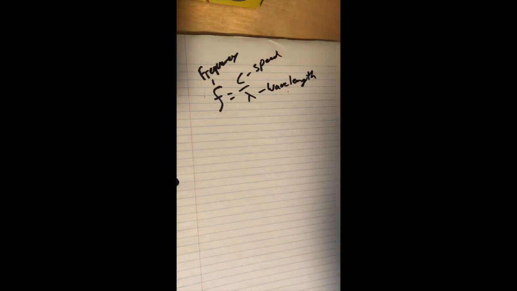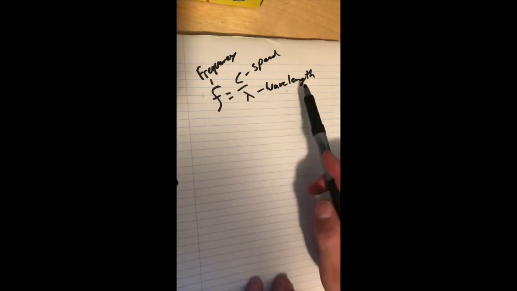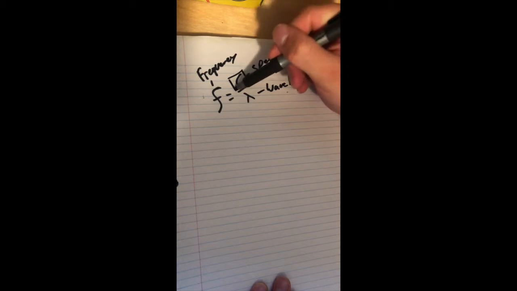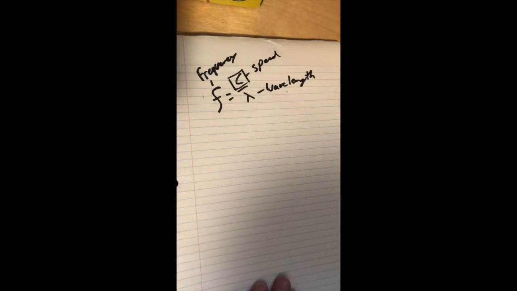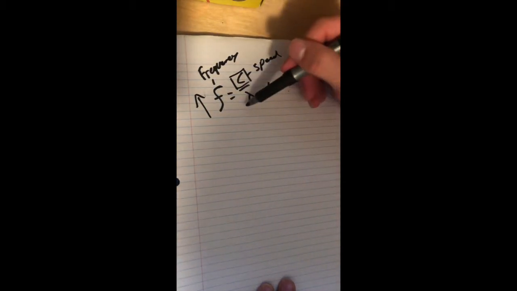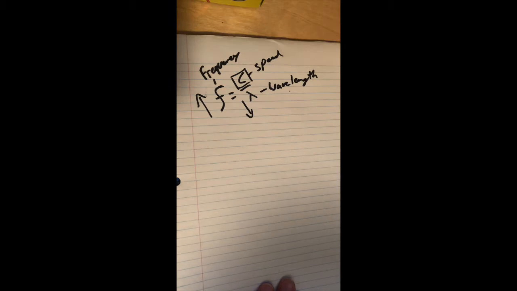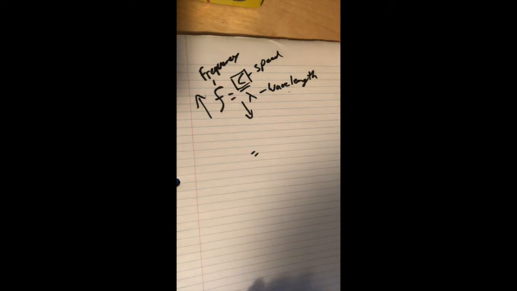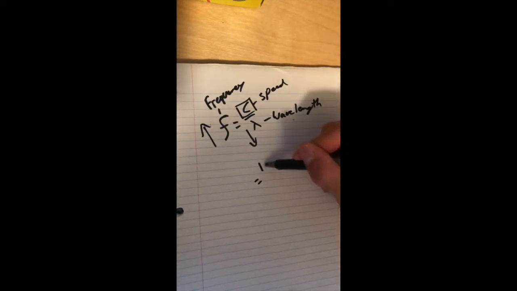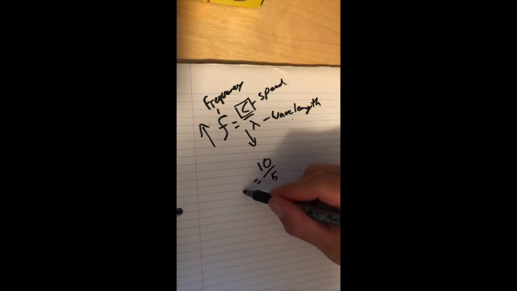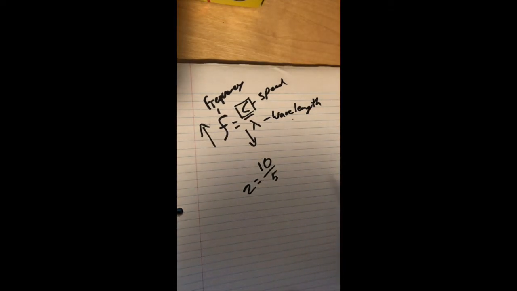Okay, so we say that frequency and wavelength are inversely proportional. That's because the speed of light does not change. C does not change. So that means when frequency goes up, wavelength must go down. An easy way to think about this would be, let's say that speed of light is 10 divided by 5 equals 2, right? We can't change this.